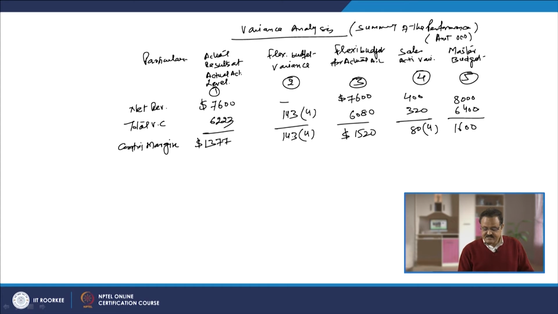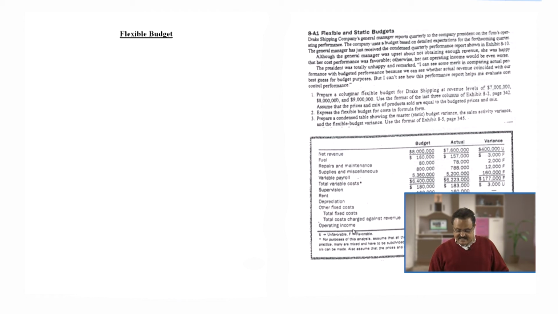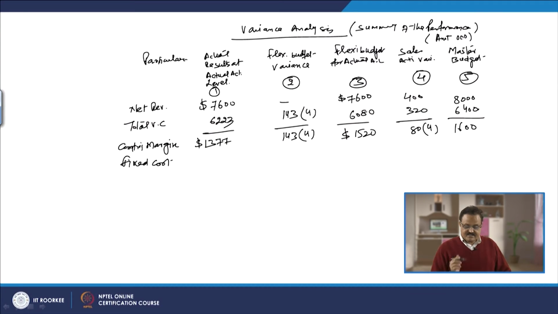Now we talk about the fixed cost. What is the fixed cost here? Let us see what the expected fixed cost was. Looking at the statement, the expected fixed cost in total was 980, but actually it is 981 for the 7.6 million level of revenue.